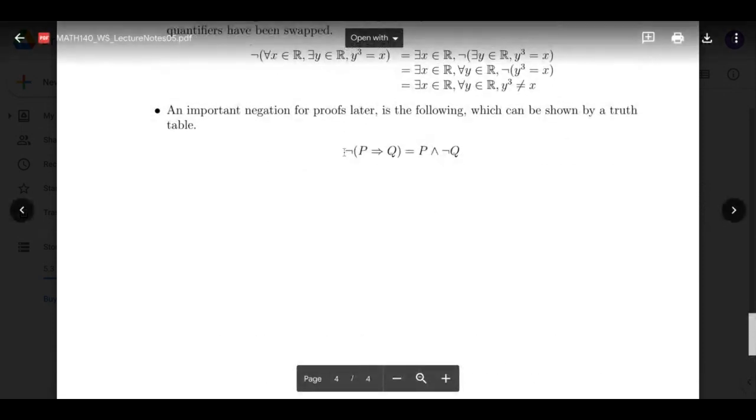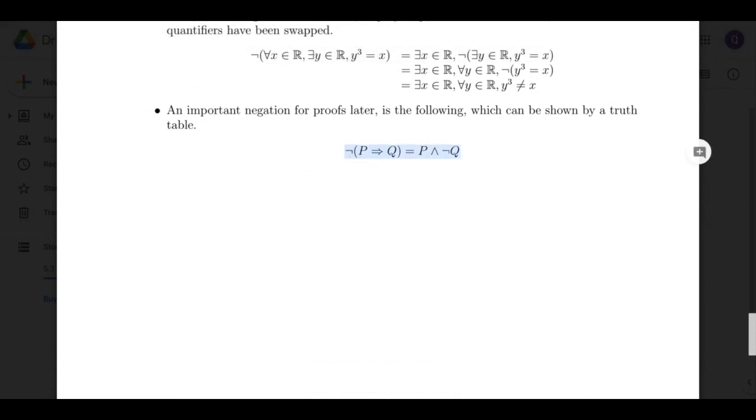Actually, this is obvious. P implies Q. The negation, not P implies Q, is P and not Q. If you have doubts, you can use the truth table to prove this. We know how to use the truth table to prove this. Okay, anybody has any questions?